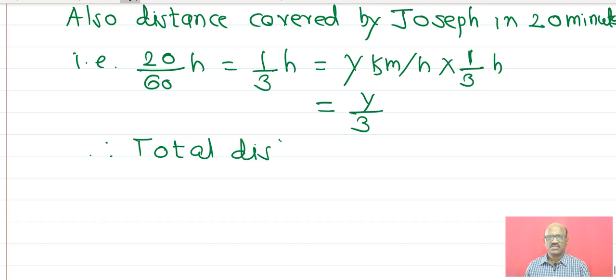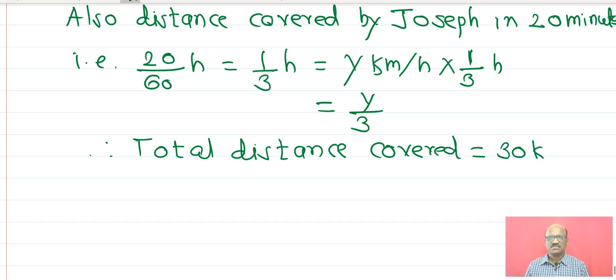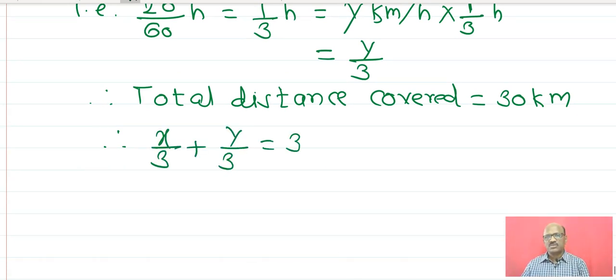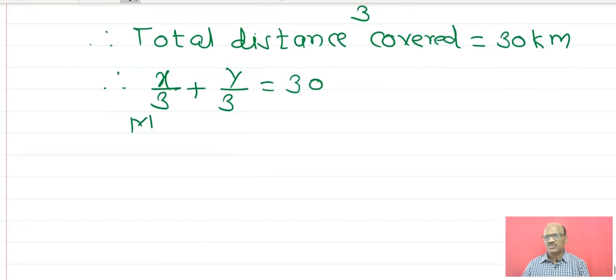Joseph ने y upon 3 distance cover केले. Therefore, total distance, that is the distance between A and B, is 30. Therefore, x upon 3 plus y upon 3 is equal to 30. Now multiply on both sides by 3. Then you get 3x plus 3y is equal to 90.